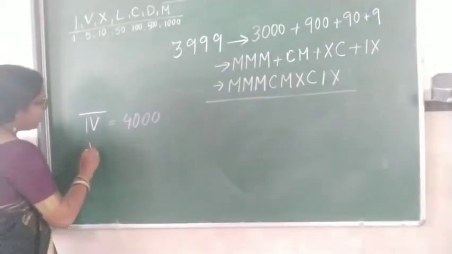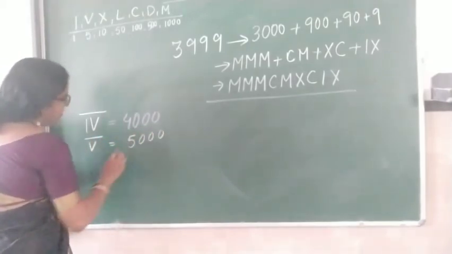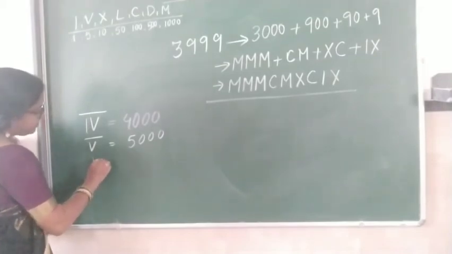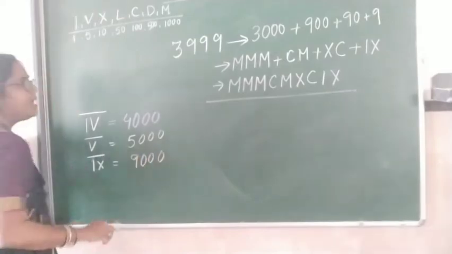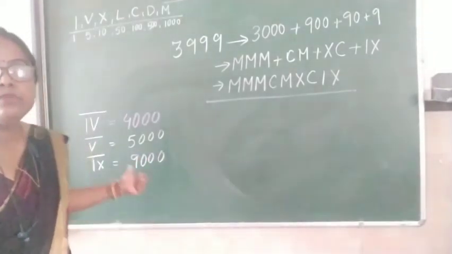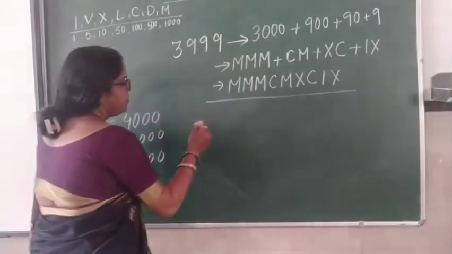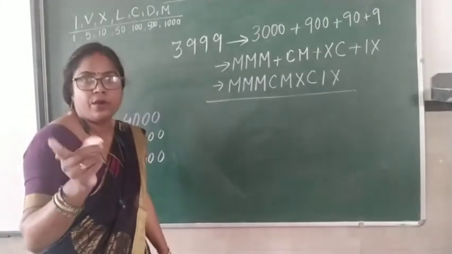If I am putting the bar above 5, it is 5,000. If I am putting the bar above 9, it is 9,000. So we can write any possible number by using the bar above the Roman symbol, for example, numbers more than 3,999, not less than that.